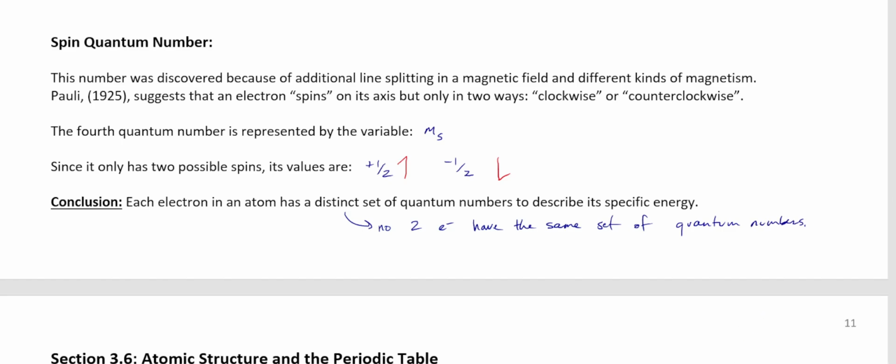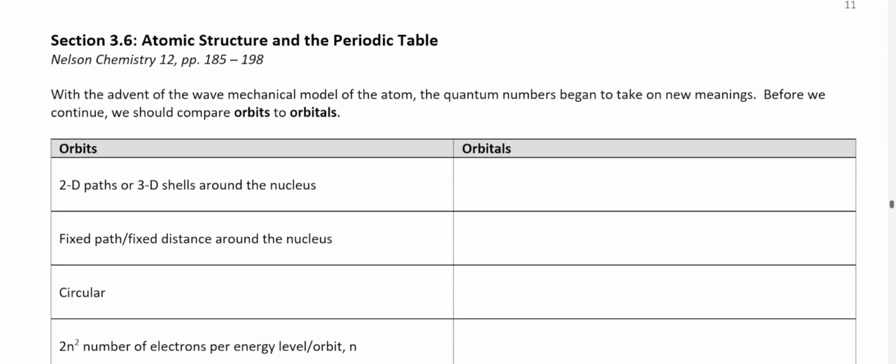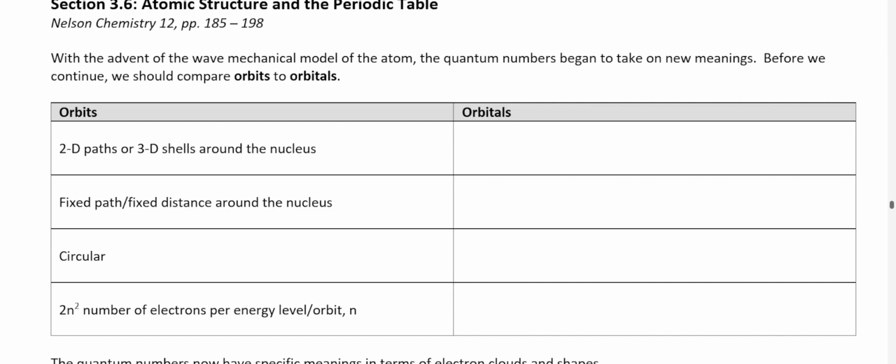Okay, looking at the next page right here, we have a comparison of orbits and orbitals. So orbits are what we spoke about in the Bohr model of the atom, and they were basically 2D paths or 3D shells around the nucleus, whereas orbitals we now see are basically 3D shapes of electron probability.